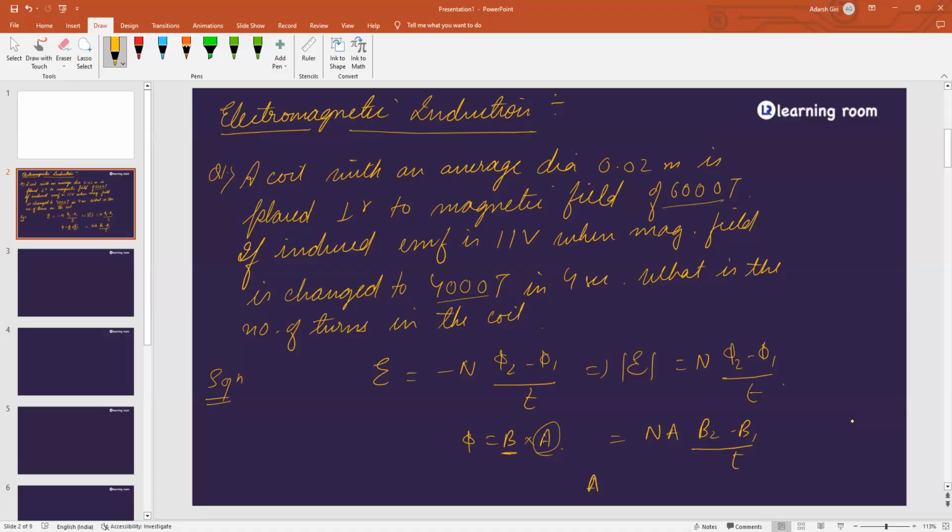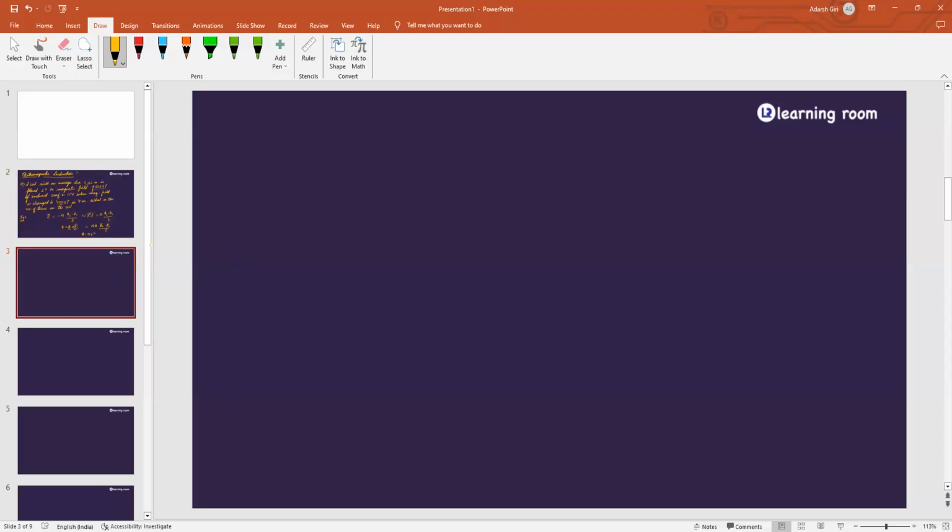Area is not changing because you can see here that magnetic field got reduced from 6,000 to 4,000 Tesla in 4 seconds. So I can write the same thing as n into area times B2 minus B1 upon t, because this is what is changing there, right? Now area has been given to me. Area is pi r square. Radius is given 0.02 meters. So if you put the values here, EMF value is also given, that is 11 volts. So 11 volts is equal to n into 22 by 7 into 0.02 square into 6,000 changed to 4,000 upon time, that is 4 seconds. From there you find n.